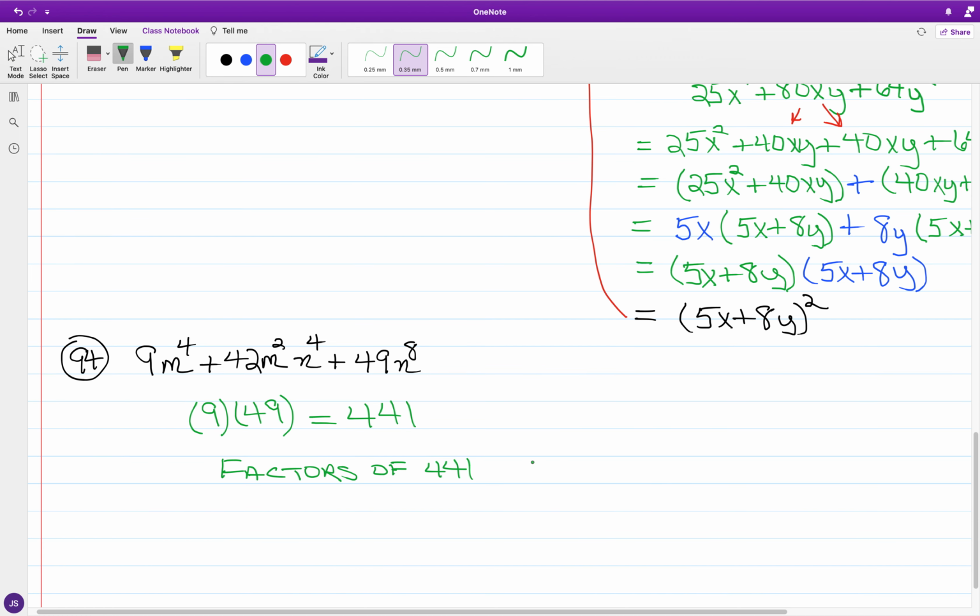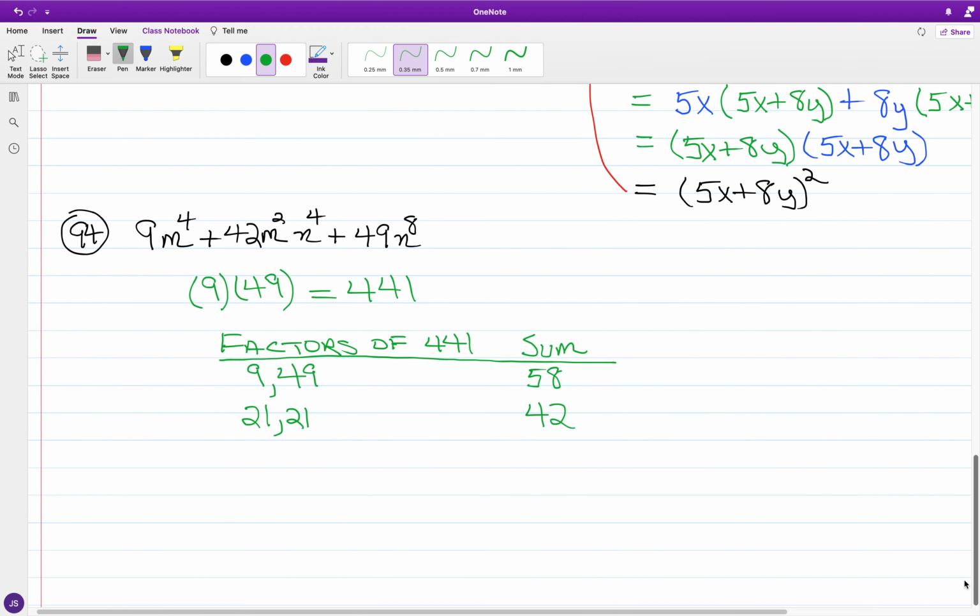And there's going to be a bit of history to repeat. Just like 1600 was a perfect square number, well, 441 is also a perfect square. Again, we had 9 and 49. Sum we have at 58. And now to add up to 42, and also multiply out to 441, we're going to have, again, identical terms. This time with 21 and 21.